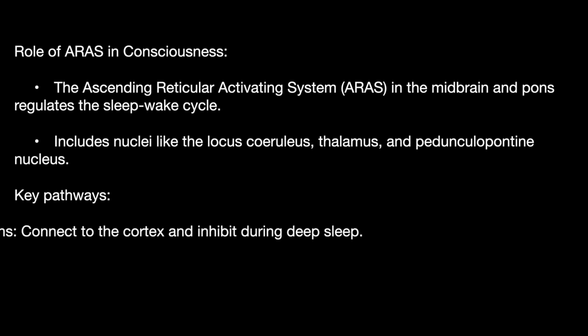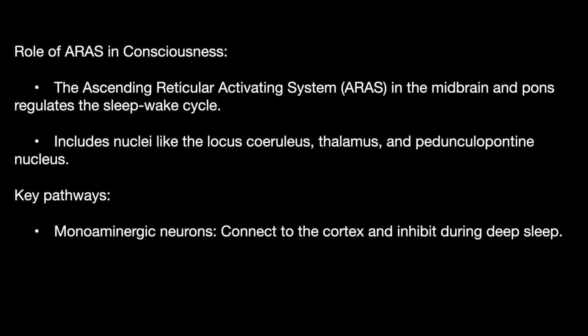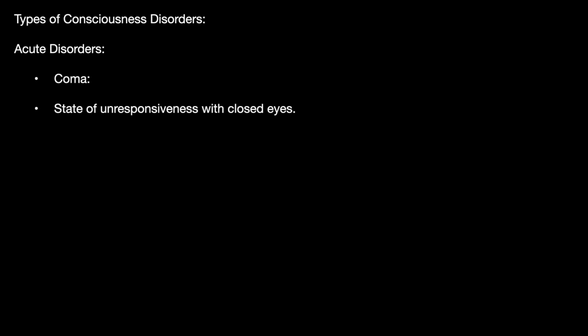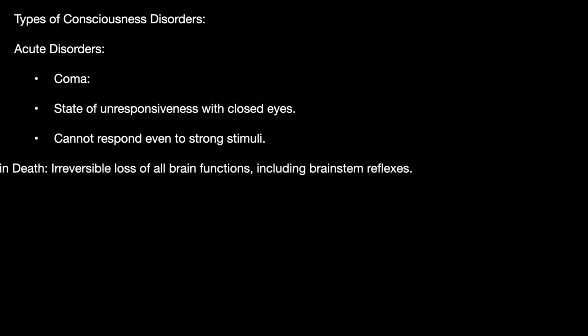The key pathways over here are the monoaminergic neurons, which connect to the cortex and inhibit the deep sleep. Cholinergic nuclei, which is active during rapid eye movement sleep, indirectly linked to cortex via the thalamus. Now, the type of consciousness disorder that we can see, some are acute, that is coma. You see state of unresponsiveness with closed eyes, cannot respond even to strong stimuli.